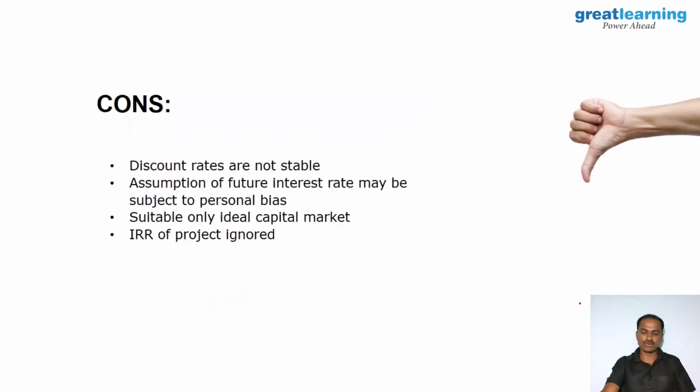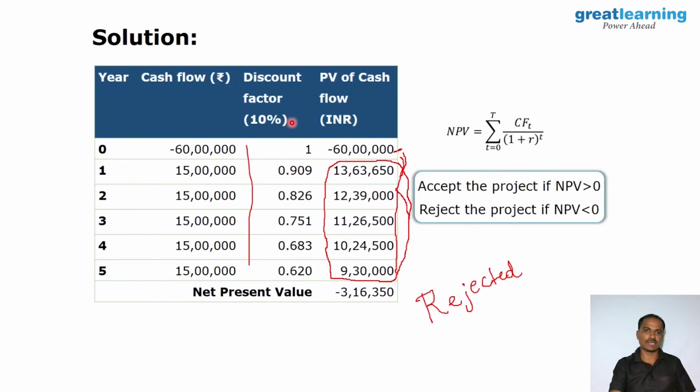Now let's have a look at the limitations of net present value. In fact, we have chosen net present value since it has some of the advantages against the payback period, but now the NPV method itself has got limitations. So what are the limitations? Discount rates are not stable. Okay, so these discount rates are not stable. If you see this example, we have taken 10%. Okay, this is one of the most complicated decisions in corporate finance, because on what basis we have chosen 10%?